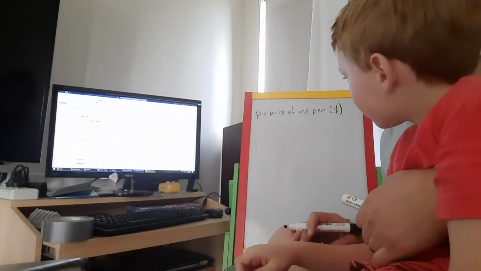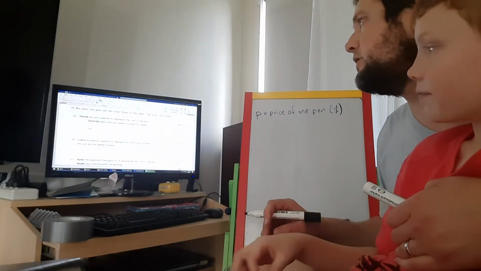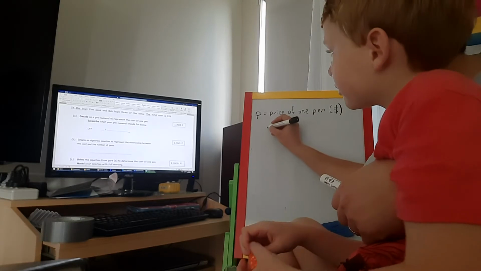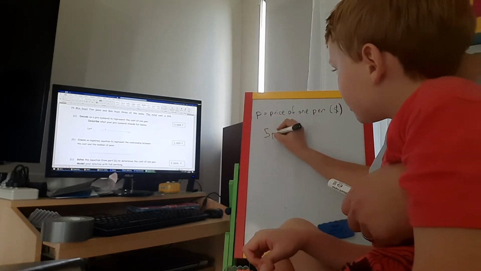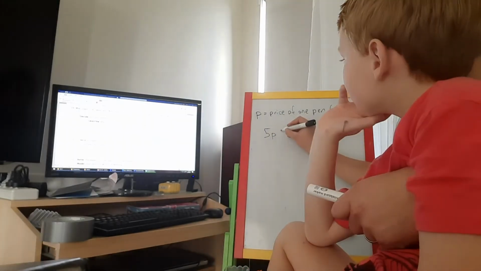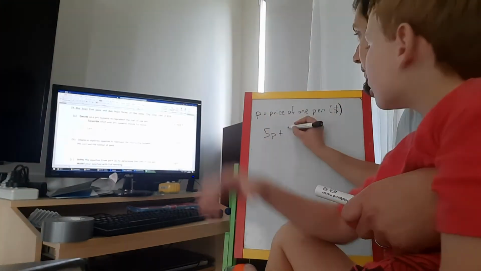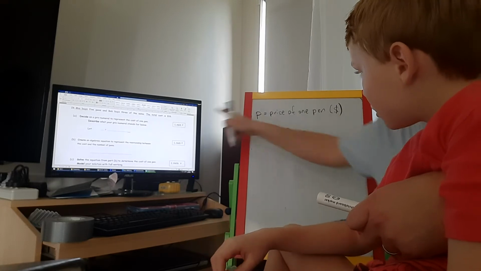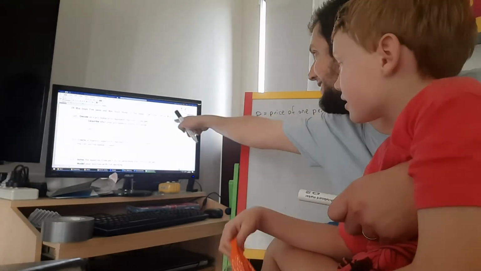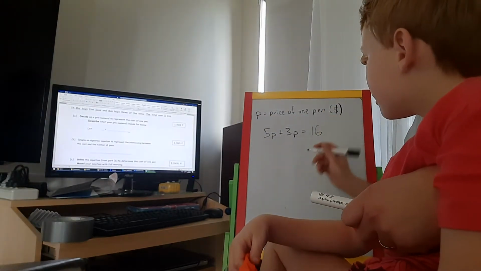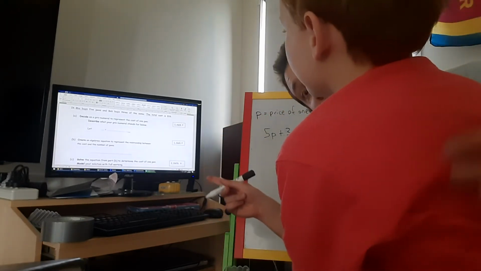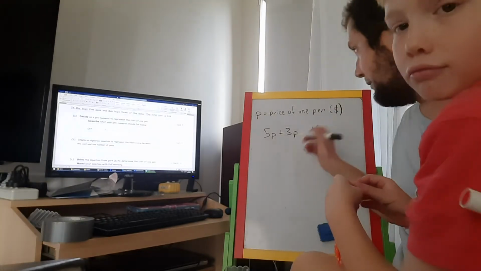Part B, create an algebraic equation to represent the relationship between the cost and number of pens. So Mia bought 5 pens, so that would be 5p. Bob bought 3 pens, so that would be 3p. And the total cost is 8p. What was the cost? 16. Yeah, that's the situation. You've already gone ahead to the next part of it, which is solving it, right?